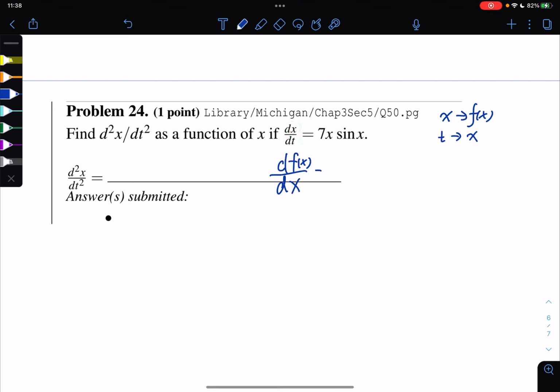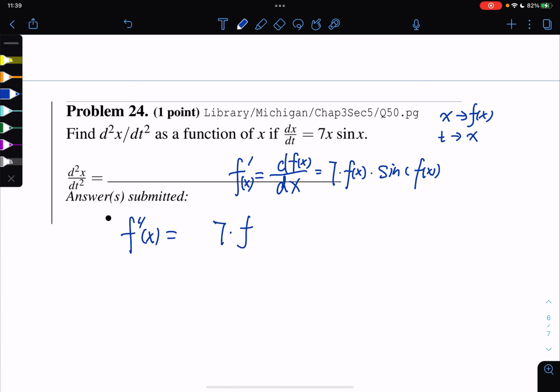So the derivative of it is 7 times, every time I see x, I write it as f of x, and sine, and then f of x. So this is actually what's given to you, namely the first derivative of this function is 7 times itself multiplying sine of itself. So they are looking for the second derivative. Therefore, I'm going to have 7 times f times sine of f, and take the derivative.